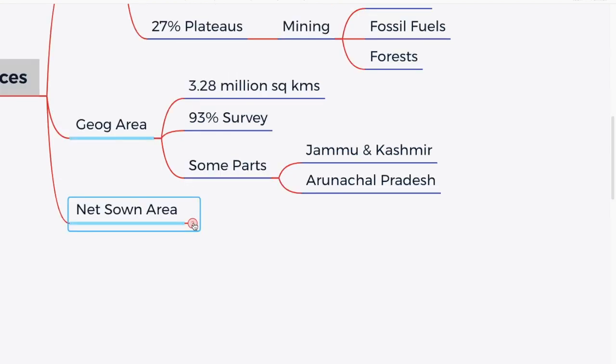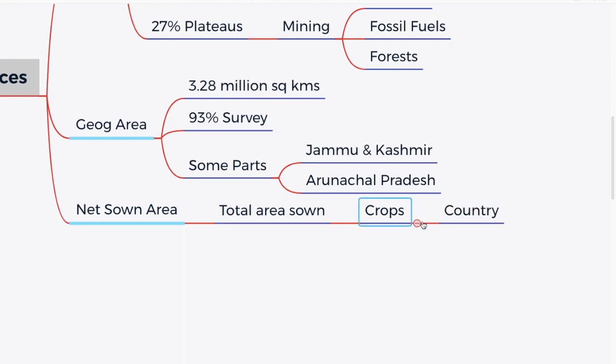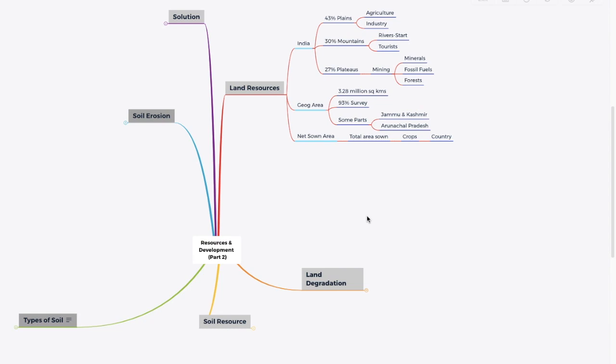Before we move any further, I want you to understand what is net sown area. Since it's very important, I thought to make it a little easier for you. Net sown area is a total area sown, of course, with crops in a country. So I repeat that again. It's very easy. What is net sown area? It is the total area sown with crops in a country. That's it. So let's talk about land degradation.